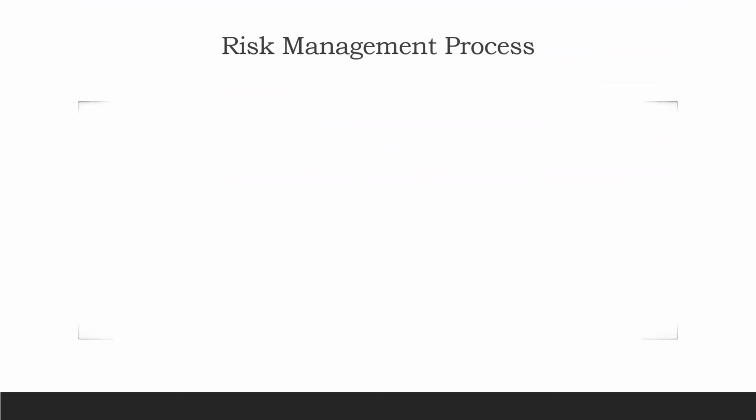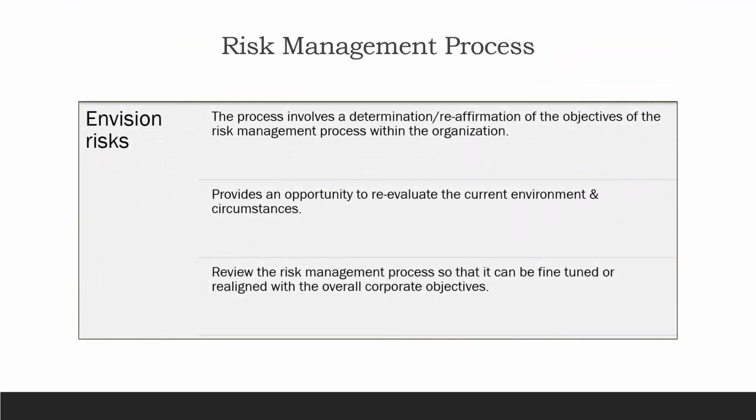Last step is envisioning risk. The process involves a determination or reaffirmation of the objectives of the risk management process within the organization. This will provide an opportunity to reevaluate the current environment and circumstances. For example, by reviewing the risk management process so that it can be fine-tuned or realigned with the overall corporate objectives.